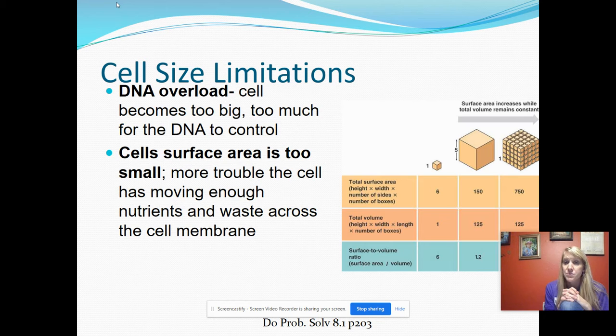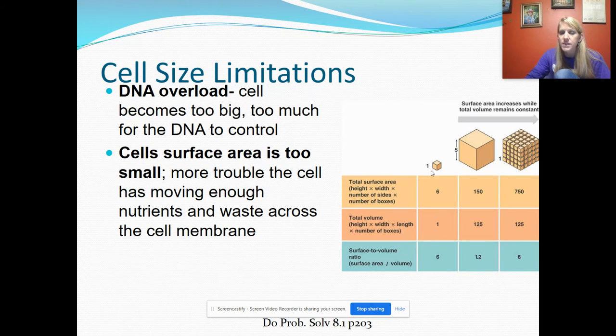So if you think of the principal like the DNA, helping to control everything at the school, and the school is a cell, you need to have two in order to make it work. Our school only has one because it's small yet. So when this cell gets too big, it needs to divide because it's too much for the DNA to control. And then we talked about the surface area being too small. You need a very large surface area to volume ratio.